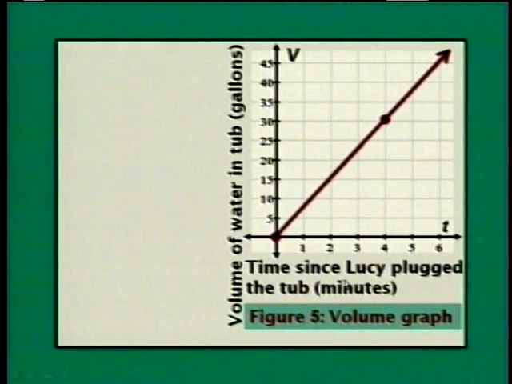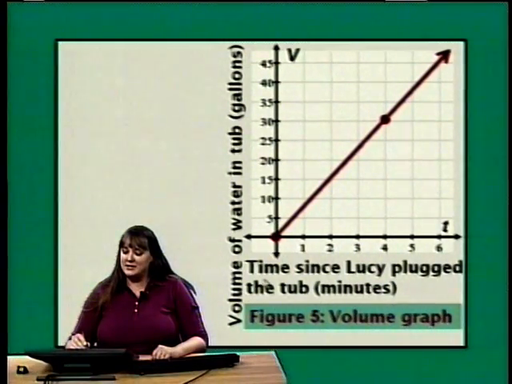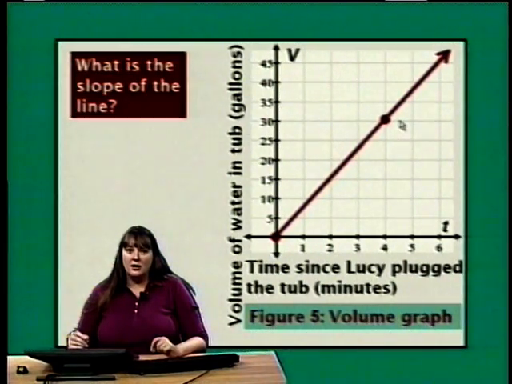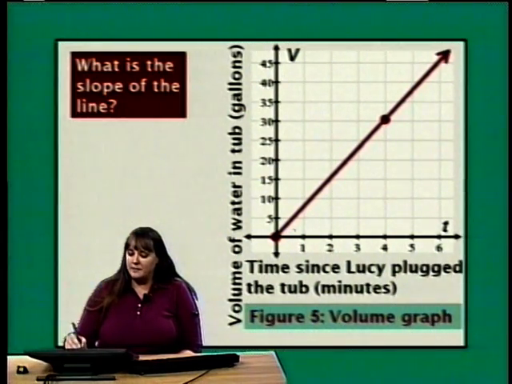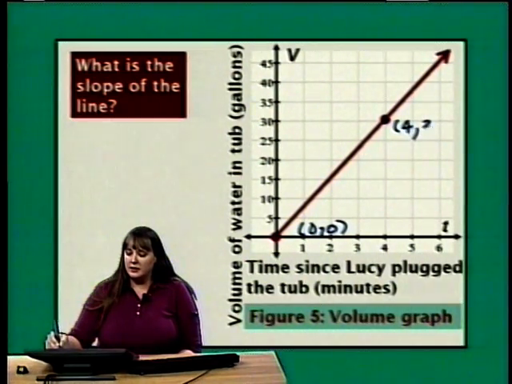So in this figure, we see the volume of water in the tub in gallons as our dependent variable on the vertical axis, and time, t, since Lucy plugged the tub, in minutes on the horizontal axis. And we see that the volume is increasing. Now we're asked, what is the slope of the line? A couple of points are shown here. We have the origin, 0, 0, and we have the point 4, 30.